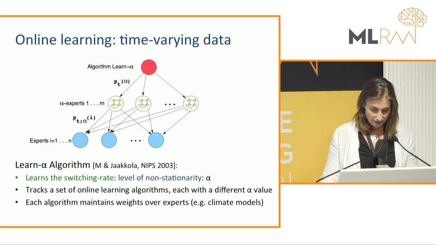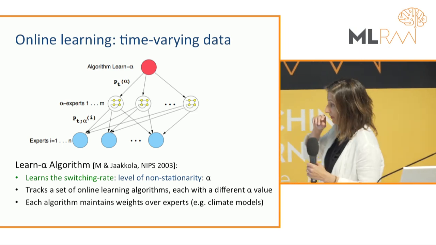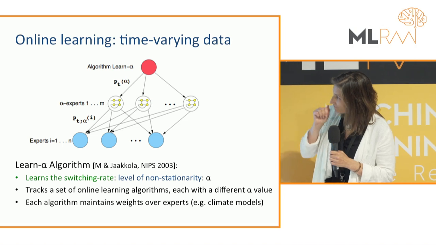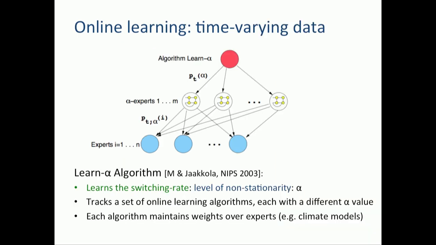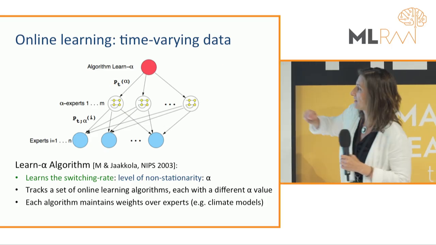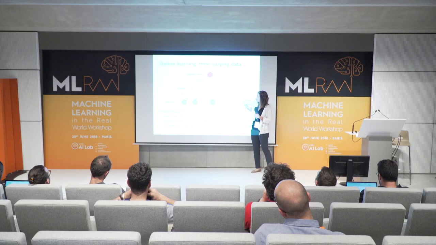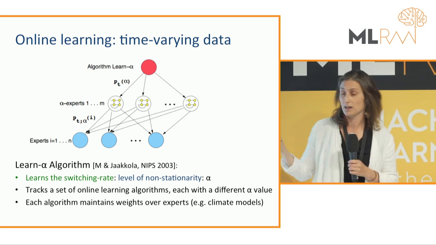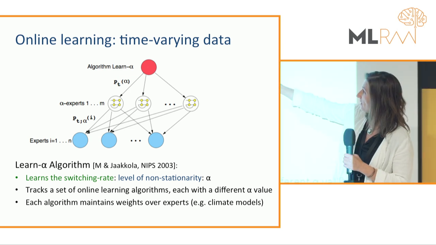And we had previously, a long time ago, worked on an algorithm to learn that level of non-stationarity. So this whole online learning literature was kind of introduced with John by talking about bandits. This is a full information setting. And let me zoom in on what these algorithms are. Each algorithm is updating weights over the climate models, which are your experts, whatever, stocks, et cetera, but in this case, climate model predictions. And the algorithms just differ on their setting of the switching rate parameter.